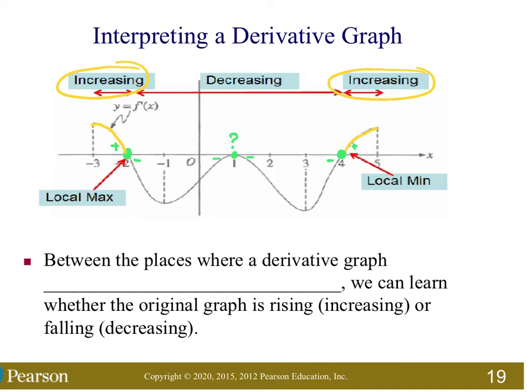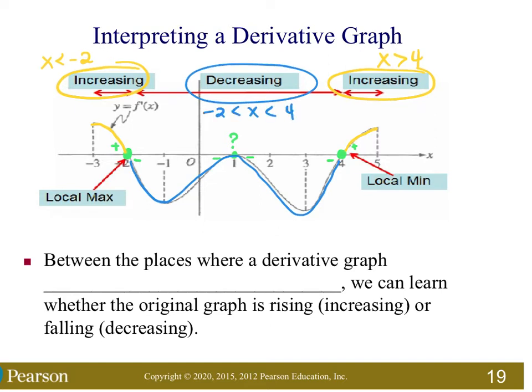And the whole rest of the derivative graph is all minus, below the x-axis, and so it is all a decreasing interval. So we see it is increasing for every x that's less than -2. And it's also increasing for every x that's greater than 4. But it is decreasing for every x that's between -2 and +4.